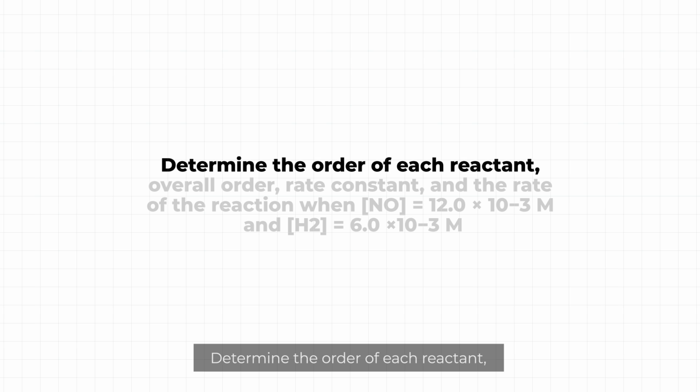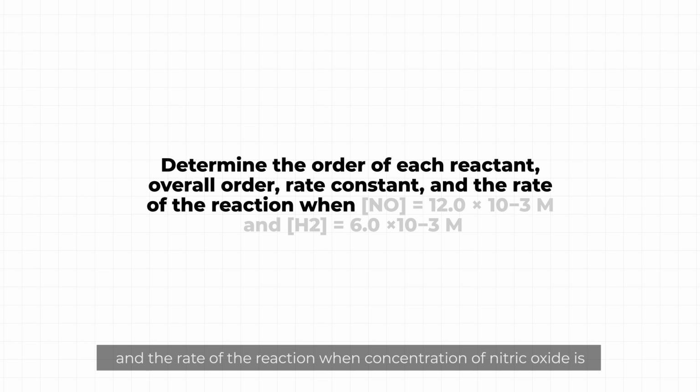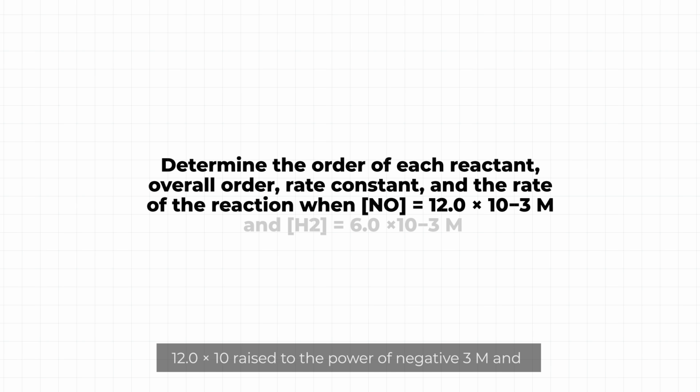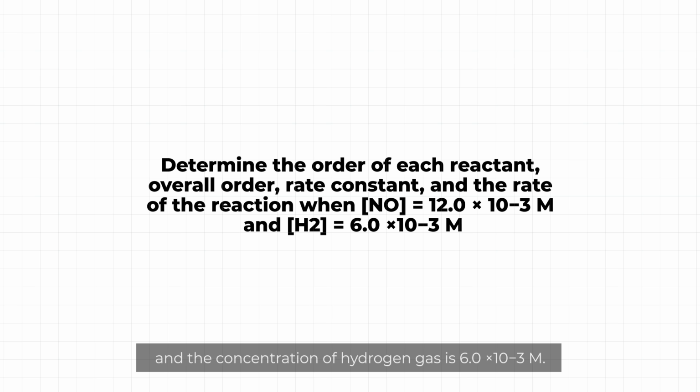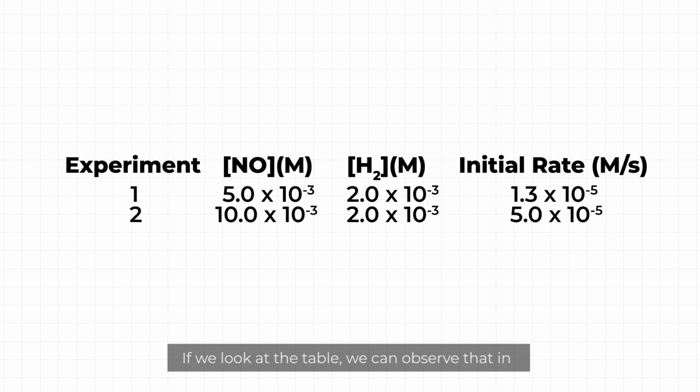Determine the order of each reactant, overall order, rate constant, and the rate of the reaction when concentration of nitric oxide is 12.0 times 10 raised to the power of negative 3 M, and the concentration of hydrogen gas is 6.0 times 10 raised to the power of negative 3 M. Given the experiment's results, we can compute for the order of each reactant.